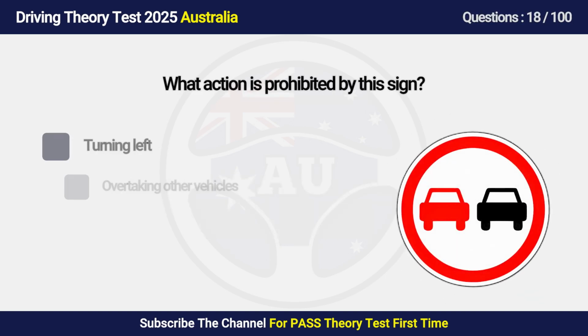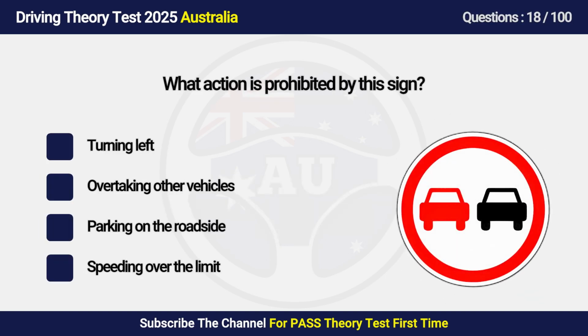Question 18. What action is prohibited by this sign? A. Turning left. B. Overtaking other vehicles. C. Parking on the roadside. D. Speeding over the limit.